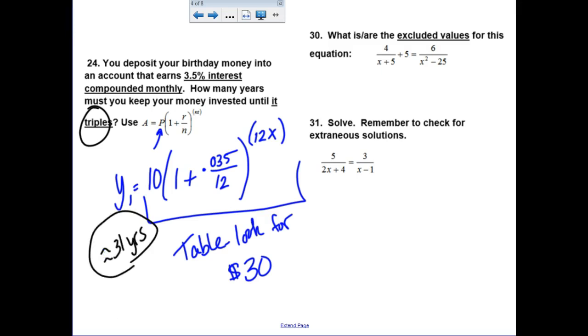Okay. So, and that's the way the answer is going to look on your question. It'll say like between so many and so many years, or about 5 years, or whatever the answer is. I don't know.